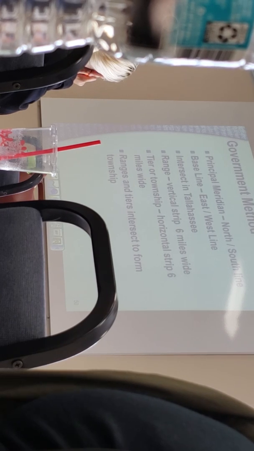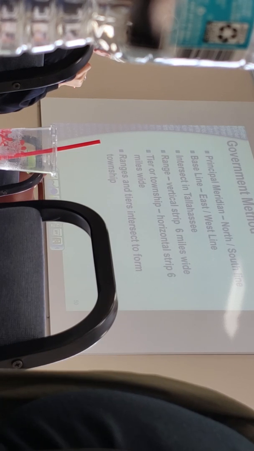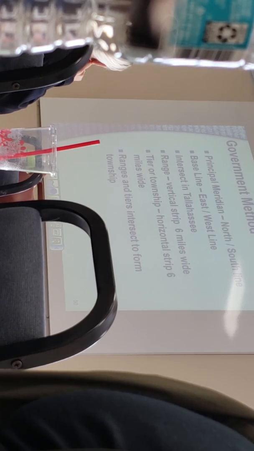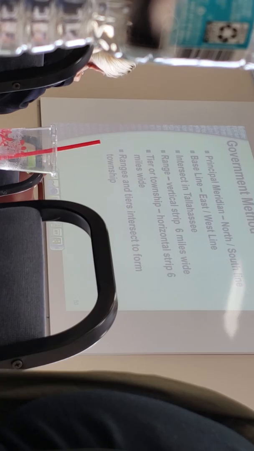This one is tier 2 north, range 3 west. Same concept. So I know my land can be somewhere in this township. What it means, 2 tiers north of the baseline, 3 ranges west of the principal meridian. So we're going from the bigger part to a smaller part.